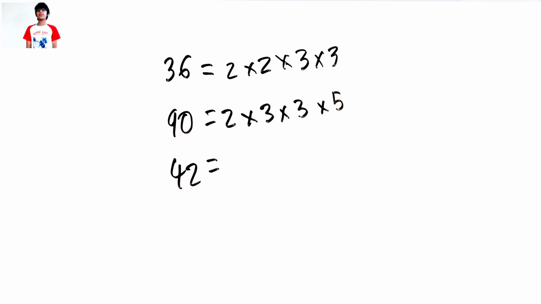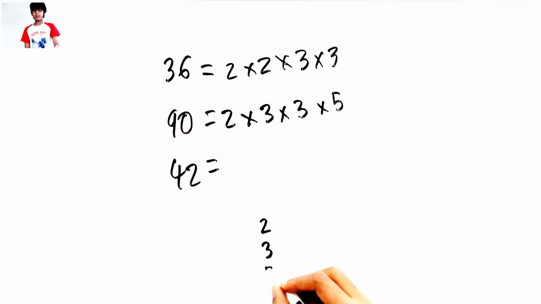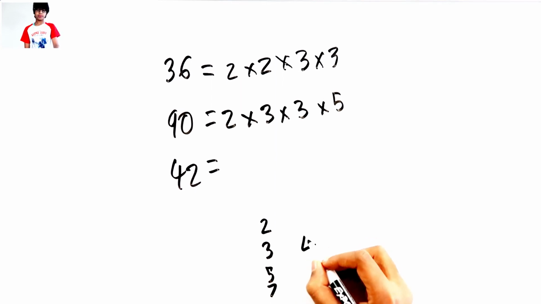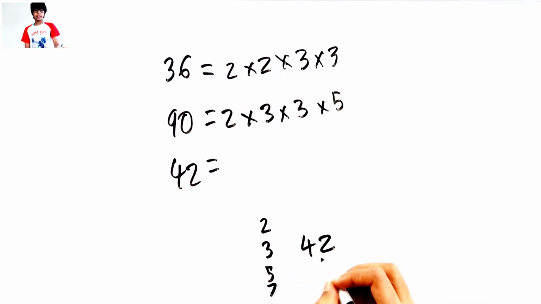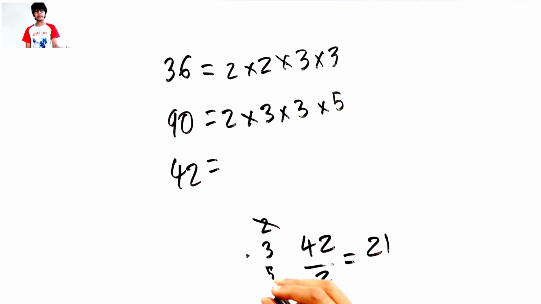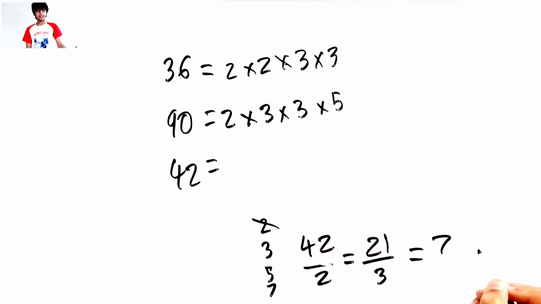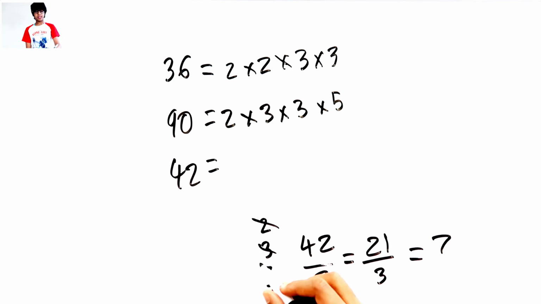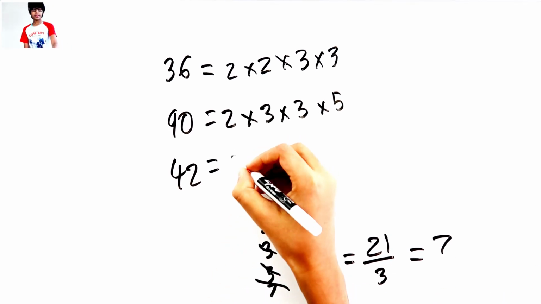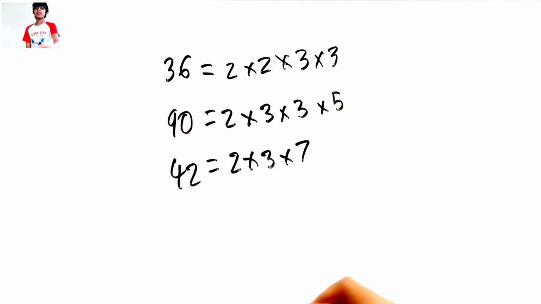Now, let's find the prime number factors of 42. So 2, 3, 5, 7. 42 divided by 2 is 21. 21 cannot be divided by 2. 21 divided by 3 is 7. 7 cannot be divided by 3. 7 cannot be divided by 5. 7 cannot be divided by 7. These are the prime number factors of 42. So 2, 3, 7.